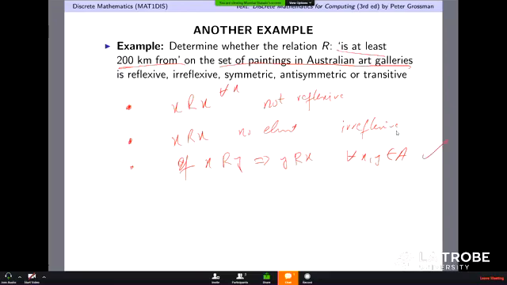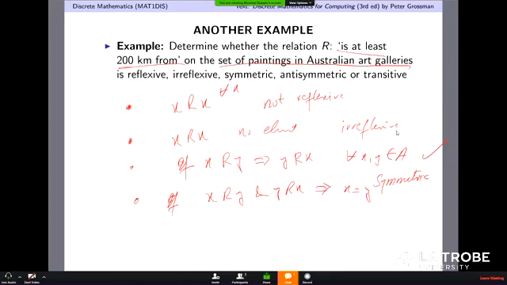Absolutely. Symmetric. Yeah. Next property: if x is related to y and y is related to x, does that imply x equals y? If x is 200 kilometers away from y and y is 200 kilometers away from x, does that mean they are the same? Of course not.